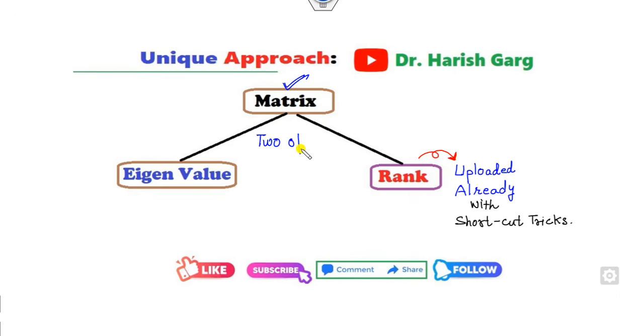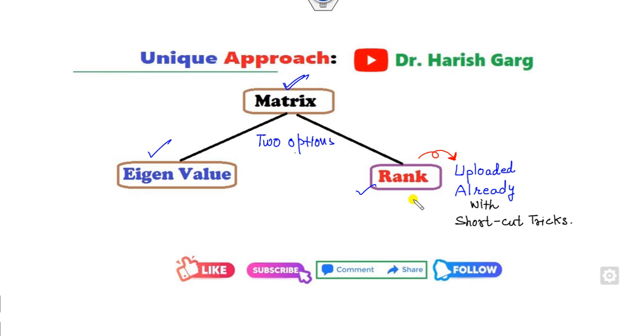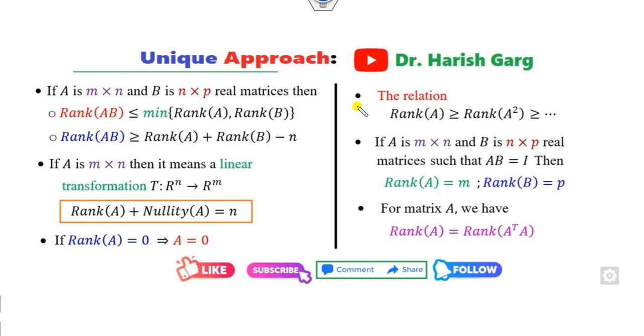Now whenever you see a question related to the matrix, you have two choices. One way is you can solve the problem with the help of the eigenvalue, and the second is you can solve the same problem with the help of the rank concept. As you know, I already uploaded the video related to the rank of the matrix with the help of shortcut tricks. Now I have used the same shortcut tricks to solve problems related to the matrix. These are the shortcut tricks. This is the same tips as I uploaded in my rank video. Remember that rank, nullity, rank of A is 0 if and only if, and many more.